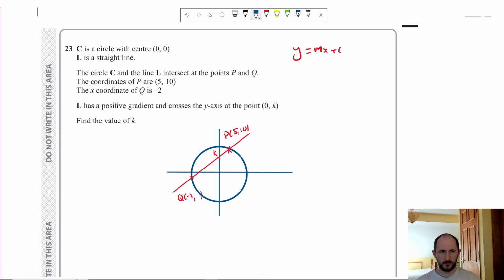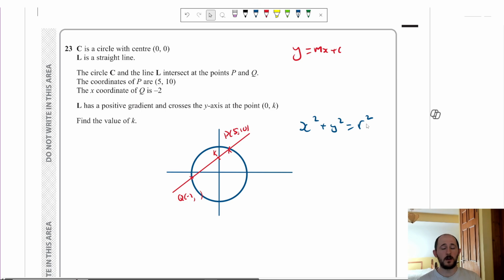Well, what I would probably end up doing is using the equation of the circle. If we knew the equation of the circle, we could sub in x as minus 2 to find out what the y coordinate is, right? Because when we have the x value. In general, we have x squared plus y squared equals r squared. So how could we work out the value?